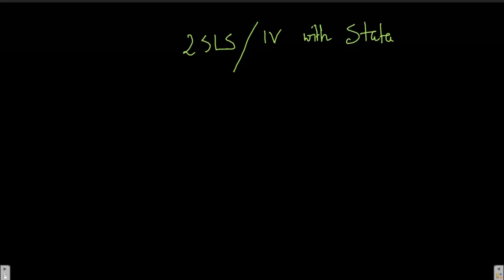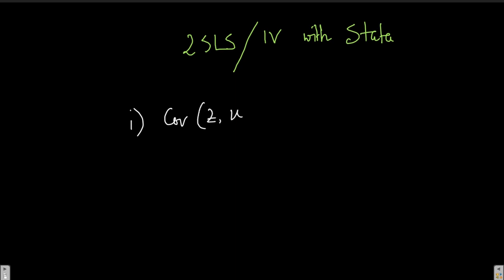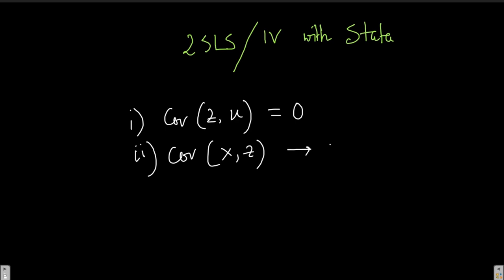Now, we know a few conditions that we have to keep in mind, just for our own convenience. I'm writing it down. So first thing is that the covariance of Z and the error term U in the original second stage least square regression has to be equal to 0. And the second condition is that the covariance of Z and X has to be high, should be significantly good.